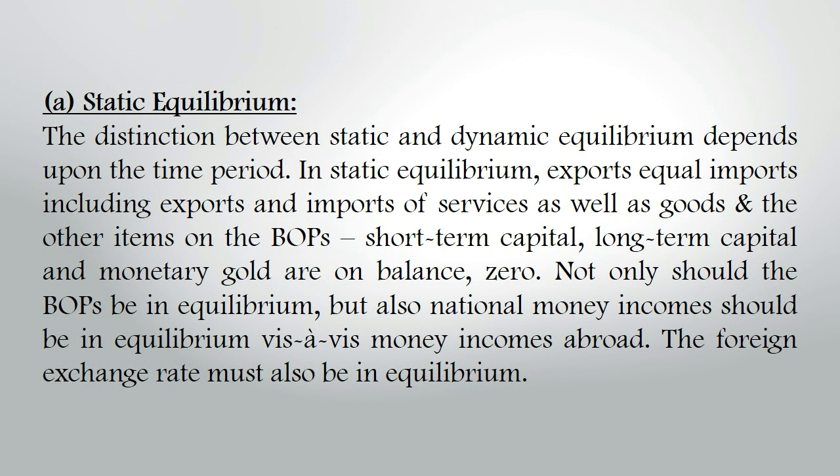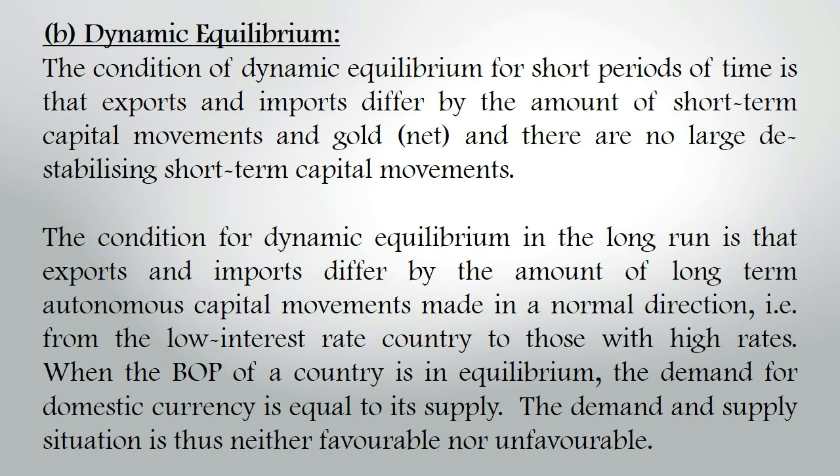Not only should the BOPs be in equilibrium, but also national money incomes should be in equilibrium vis-a-vis money incomes abroad. The foreign exchange rate must also be in equilibrium. B. Dynamic equilibrium. The condition of dynamic equilibrium for short periods of time is that exports and imports differ by the amount of short-term capital movements and gold, net.